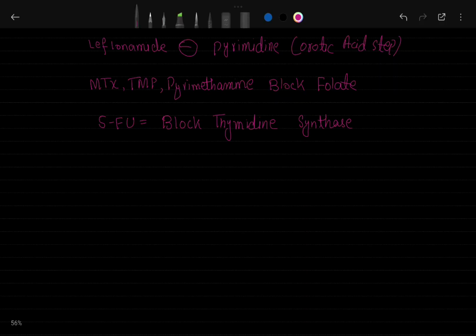6-mercaptopurine and azathioprine block de novo purine synthesis.